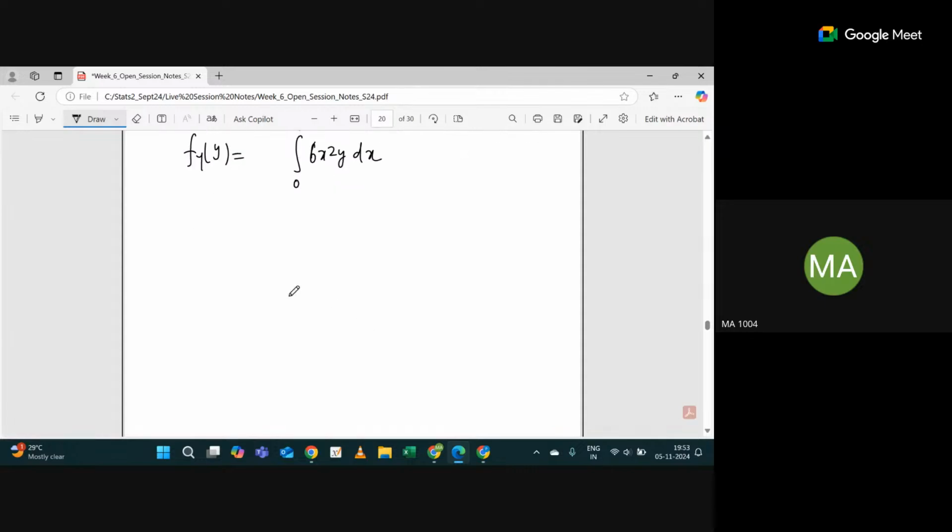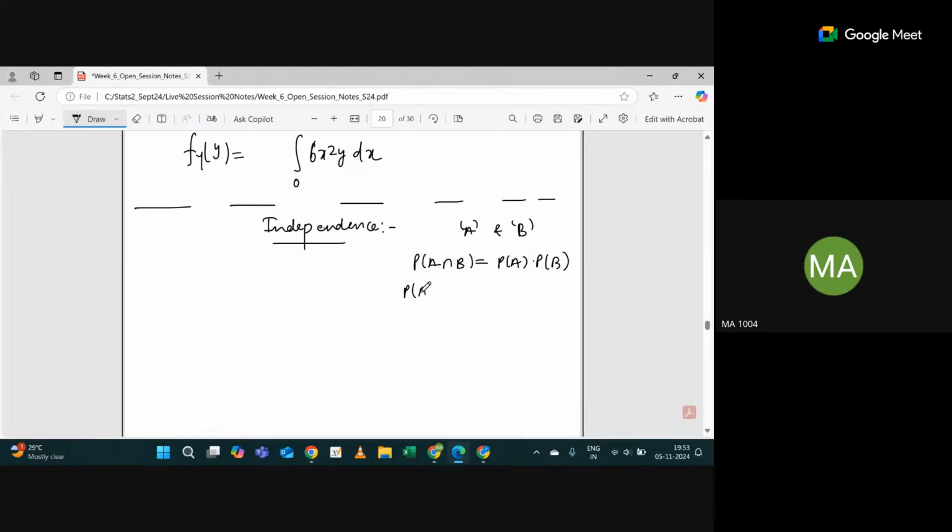The independence part. When will you say two events are independent? When their joint probability is the same as the product of their marginals. In terms of probability, if I have two events A and B, I will say these two are independent if probability of A intersection B is nothing but probability of A times probability of B. Or else probability of A given B is the same as probability of A, or probability of B given A is the same as probability of B. It means the happening or non-happening of one event doesn't affect the happening of the other event, and that means they are independent, right? Would you agree with me?